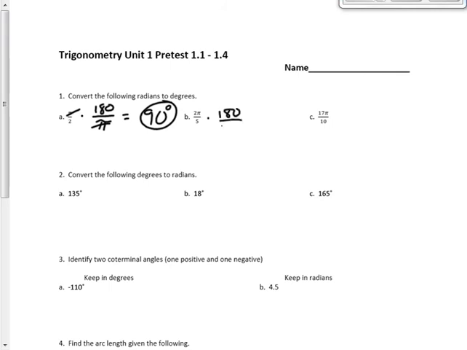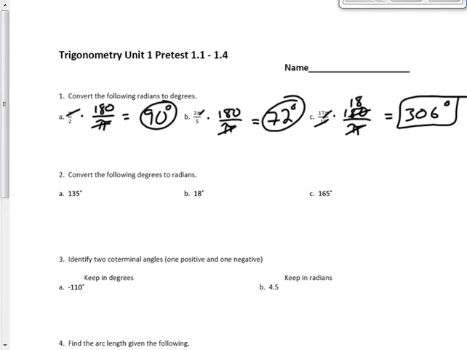Okay, that's something that you should already know. 180 over pi again, we're doing the same exact thing. The pi's are going to cancel. This time I have 2 times 180, which is 360 divided by 5. If I take 360 and divide it by 5, I get 72 degrees. Last one. Pi's are going to cancel. 10 goes into 180 18 times, so I can reduce that fraction too. And so ultimately I just have 17 times 18, which is 306 degrees.